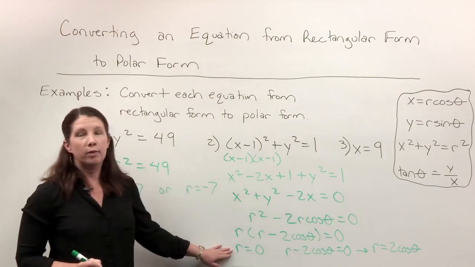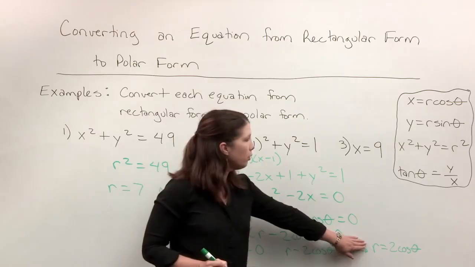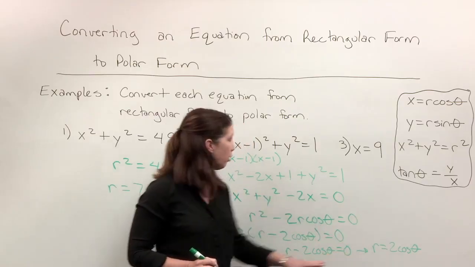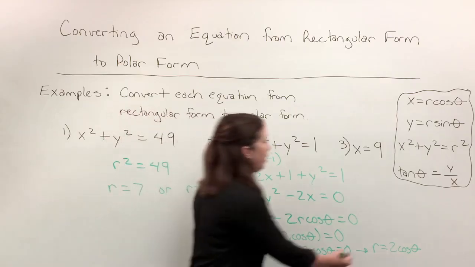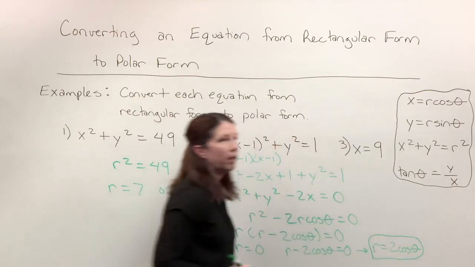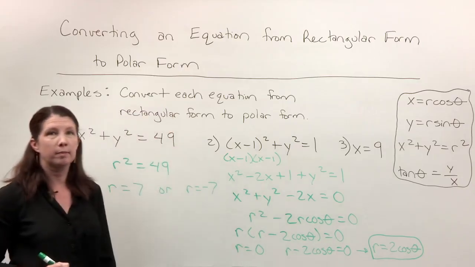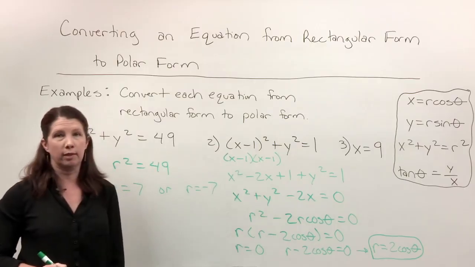The equation r equals 0 is not necessary to include because r equals 2 cosine theta also includes the r values of 0. So the only equation that we need to express this in polar form is r equals 2 cosine theta. And so that is the polar form of this rectangular equation.